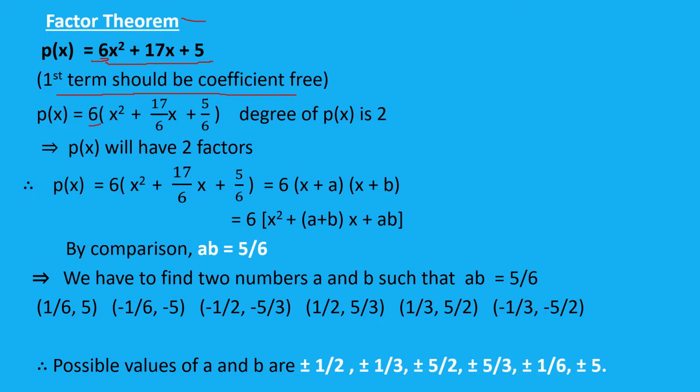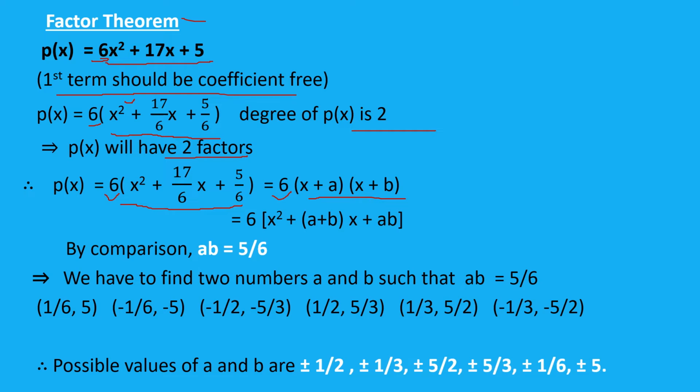Now here if you see this polynomial, the highest power of the variable is 2. That means the degree of P(x) is 2. Now the degree of P(x) is 2, that means P(x) will have only 2 factors. So we can write P(x) = 6 into (x² + 17/6 x + 5/6). This common factor 6 will remain as it is, and the given polynomial has 2 factors. So we can write the 2 factors as (x + a)(x + b).